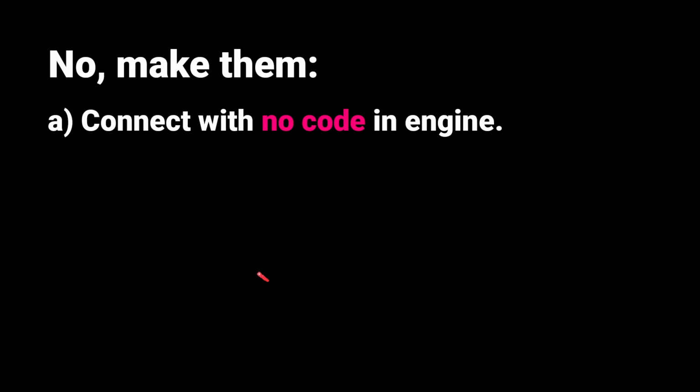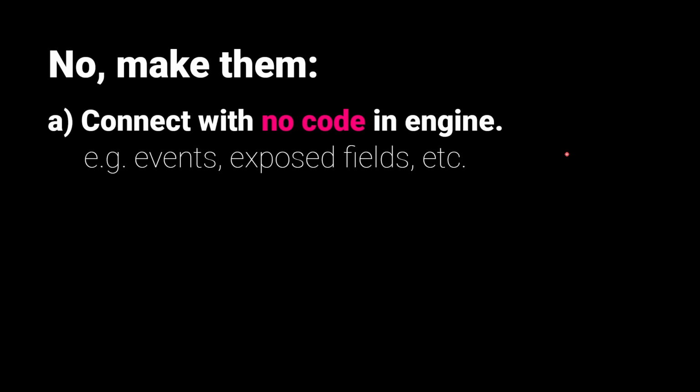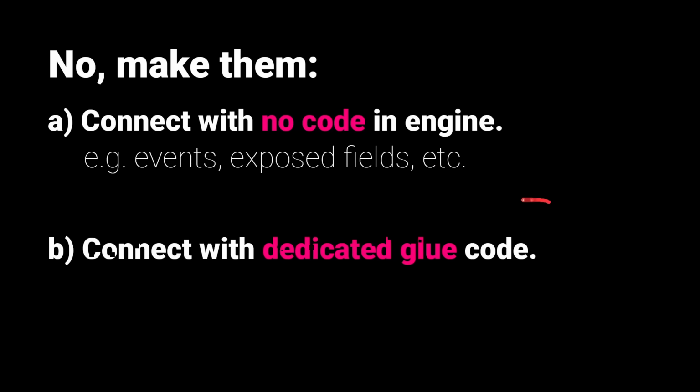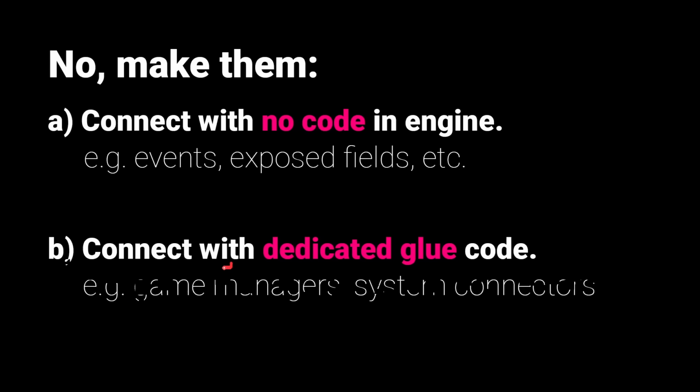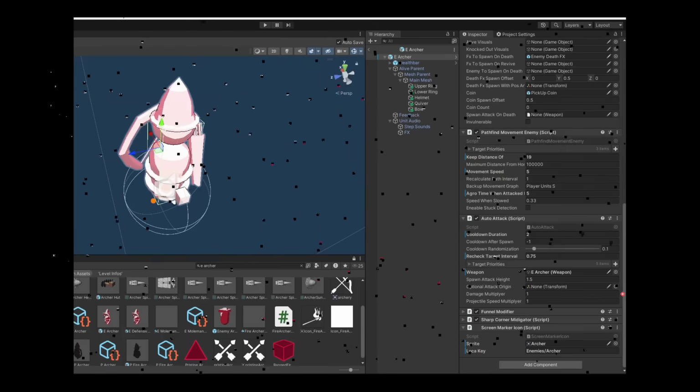This is not good. You can connect them with no code in engine, so you can use, for example, Unity events, exposed fields, etc. Or you can connect them with dedicated glue code. You'll essentially write some script that you already know you're not going to reuse. It's just designed to tie your various components together. So these could be game managers or system connectors or just dedicated scripts that connect your systems.